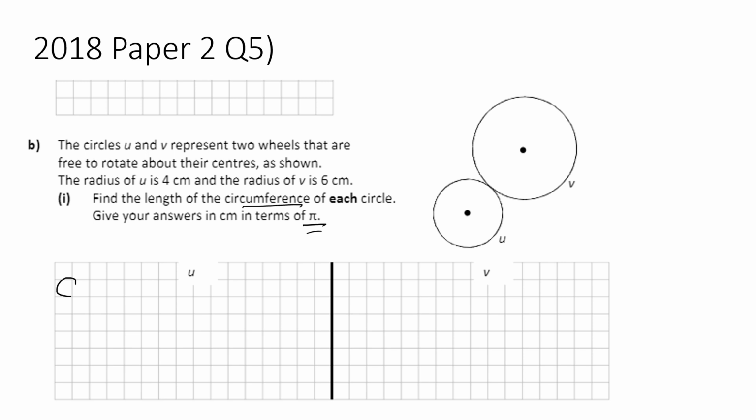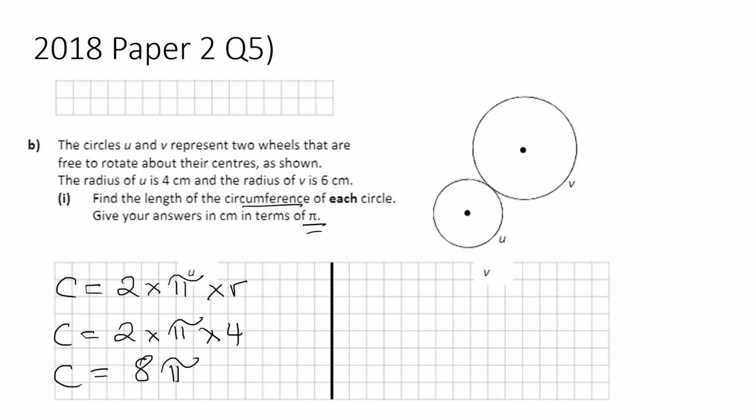In your formula tables, C is equal to 2 by pi by the radius. So C is equal to 2 by pi, and the radius of U is 4, so you multiply by 4. To find the circumference, 2 by 4 is 8, and you want it in terms of pi, so that's 8 pi, and that's in centimeters.